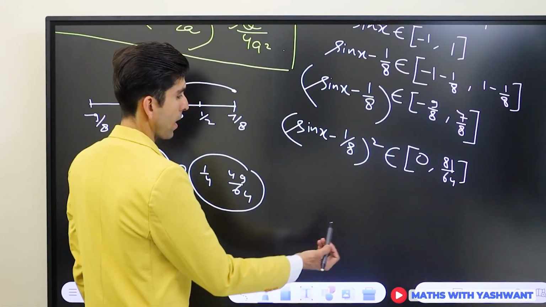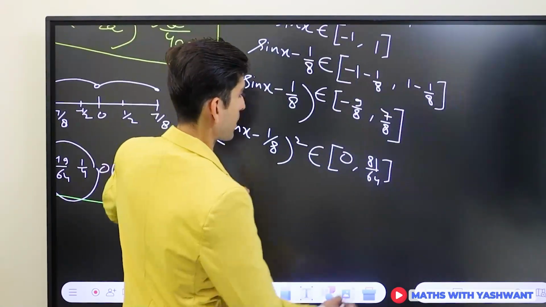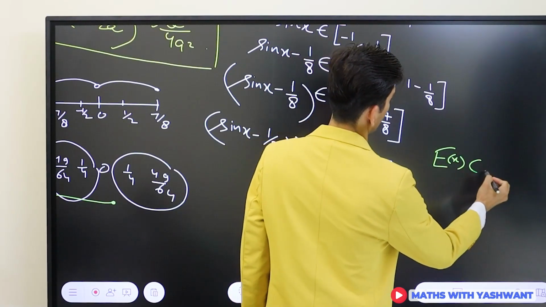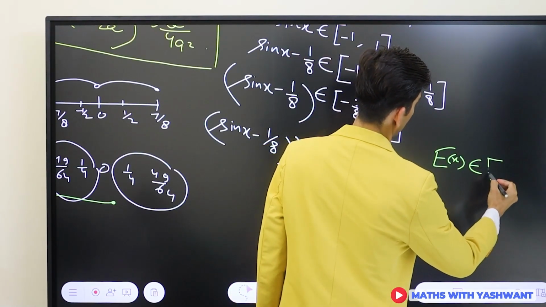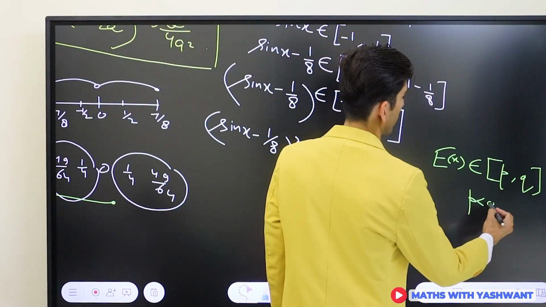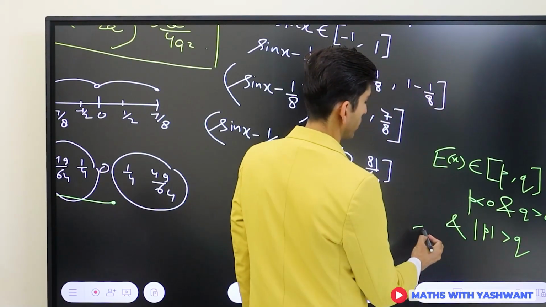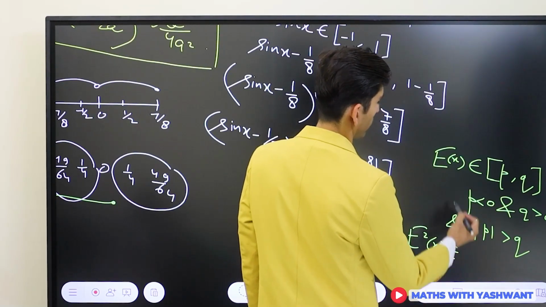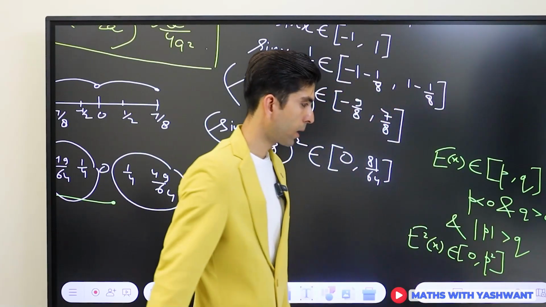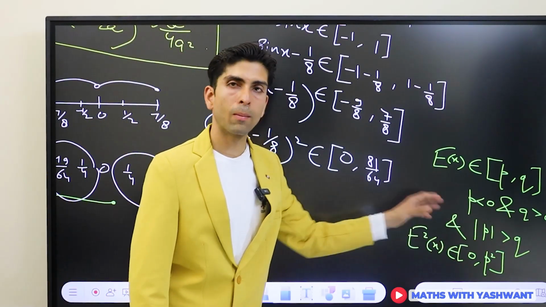The logic says that if you have some expression E of x whose range is, let's say, P and Q, where P is negative and Q is positive, and mod of P is greater than Q, then to get the range of E square x, we are squaring this expression, so the range will be 0 to P square simply. So we have used the same logic here.